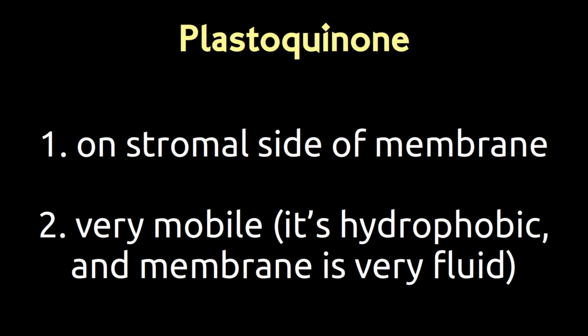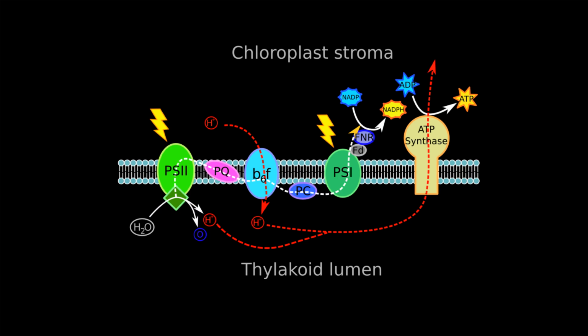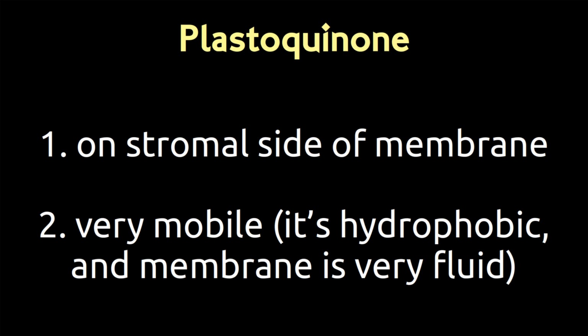And so, plastoquinone is on the stromal side of the membrane. So this is not on the thylakoid lumen, this is on the outside. Again, I show it just right here in the middle, but really it's sitting here on the stromal side of the membrane, not on the thylakoid side. And again, because it's a lipid, it's really mobile. The thylakoid membrane tends to be a pretty fluid membrane anyways, so plastoquinone can move very rapidly, shuttling electrons through the thylakoid membrane, passing them on to the next component.